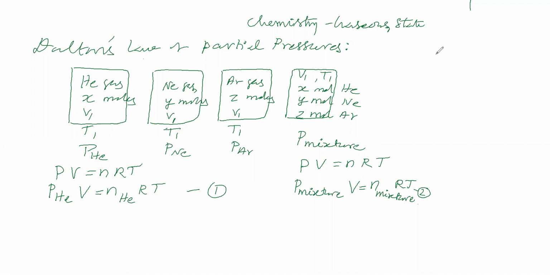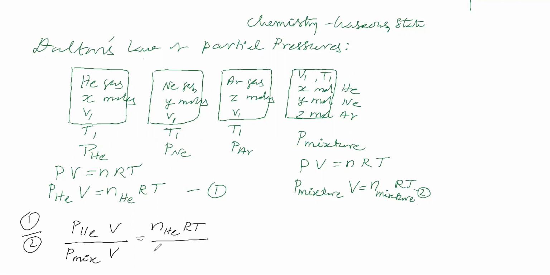Next we will take 1 divided by 2. So what we will get: pressure exerted by helium into volume equals number of moles of helium into RT. Then number 2 is pressure exerted by the mixture into volume of the vessel equals number of moles of the mixture into RT. The common terms will get cancelled. So what is the rest? The pressure exerted by helium by the pressure exerted by the mixture is equal to the number of moles of helium by the number of moles of the mixture. The rest of the things are getting cancelled.